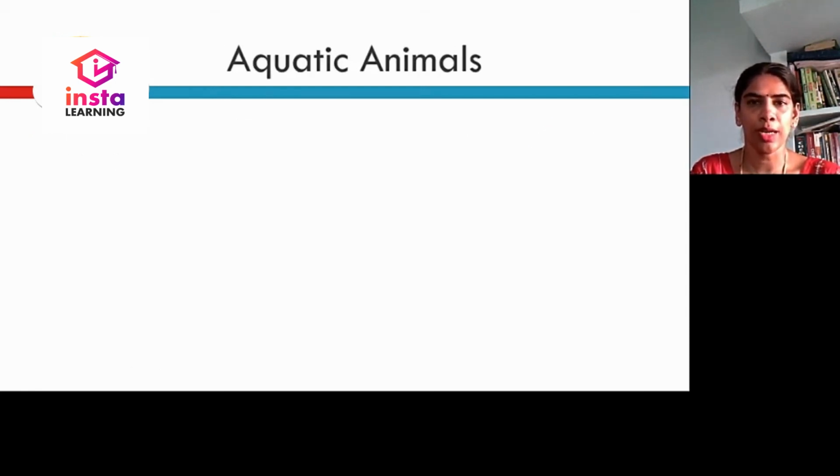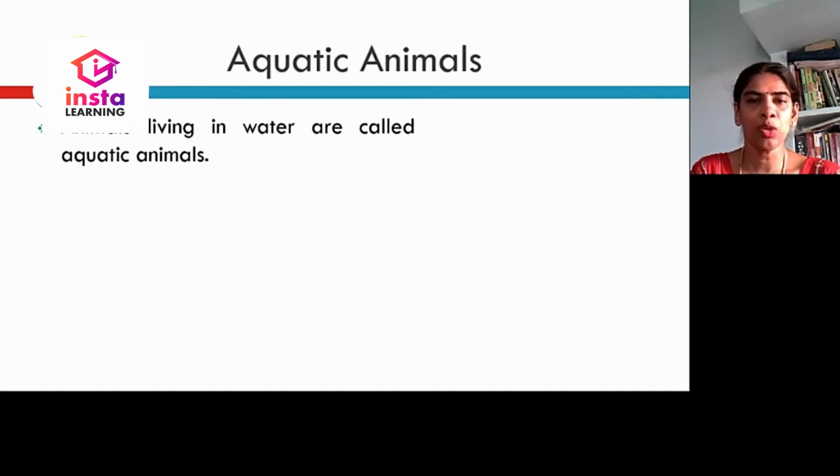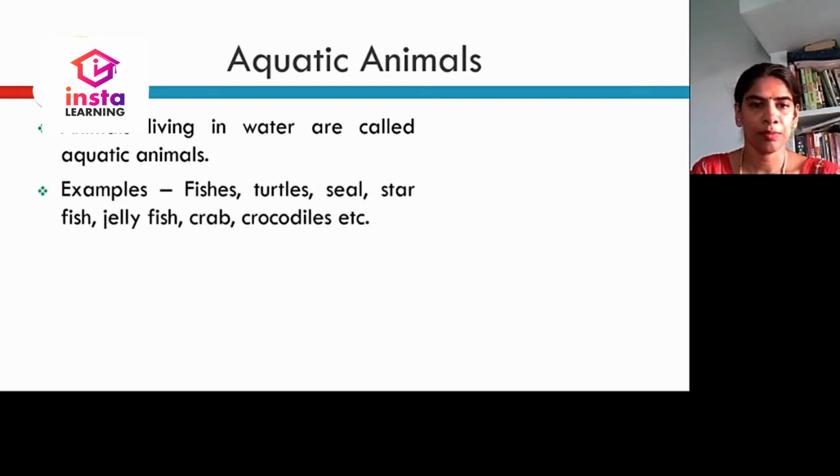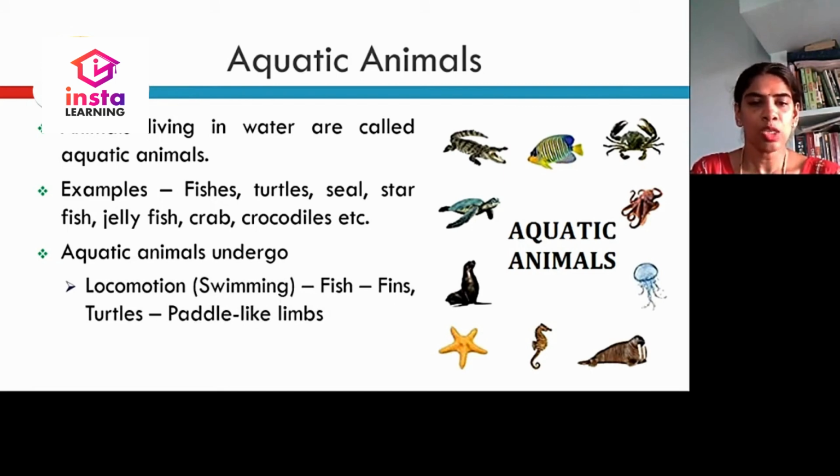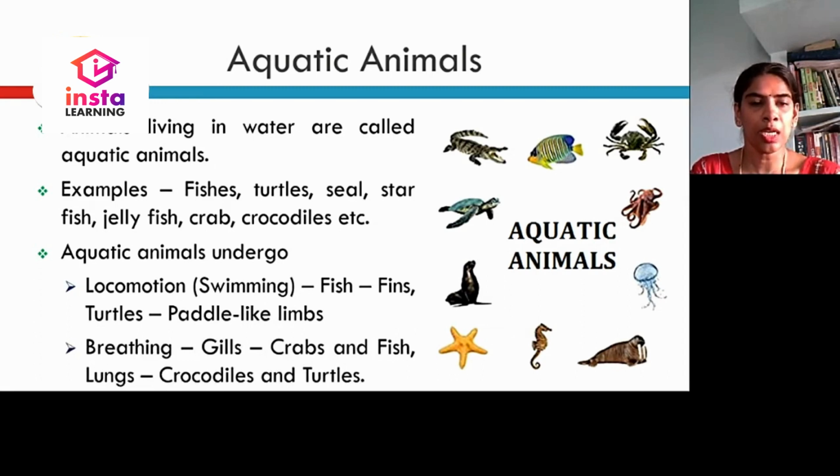Let us now learn about aquatic animals. Animals living in water are called aquatic animals. It includes fishes, turtles, seal, starfish, jellyfish, crab, crocodiles, etc. Aquatic animals also undergo locomotion, that is swimming. Fishes locomote with the help of fins. Turtles swim with the help of paddle-like limbs. Breathing in aquatic animals takes place by gills or by lungs. Crabs and fishes breathe through gills. Crocodiles and turtles breathe through lungs.